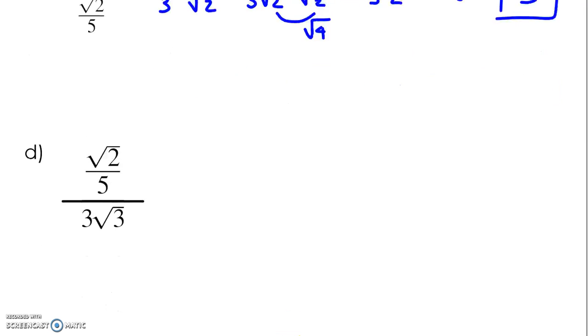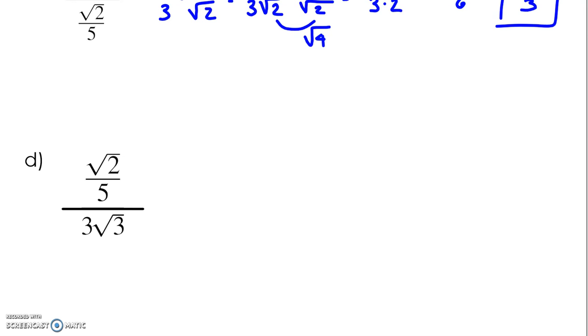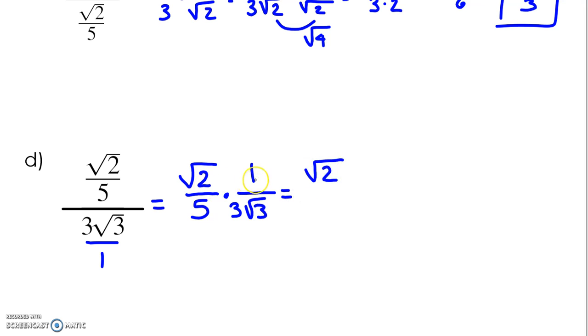In this last problem, problem D, we have a complex fraction. We just really have this 3 radical 3 over 1. So if I go ahead to simplify it, square root of 2 over 5 times 1 over 3 square root of 3. Now, a lot of times people go to cancel or do some cross multiplication, but the only time we can cross multiply is when we have a proportion or an equal sign here. But this is multiplication. So we're going to multiply square root of 2 times 1, and here we have 15 times the square root of 3.